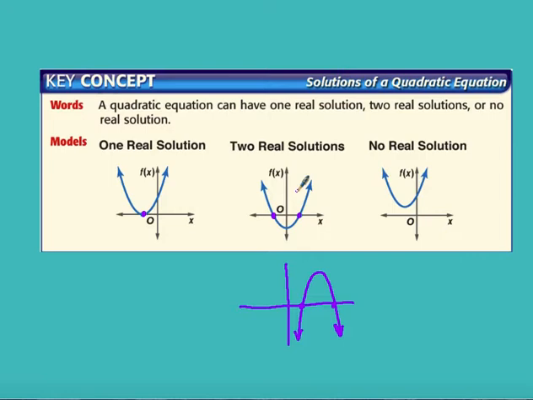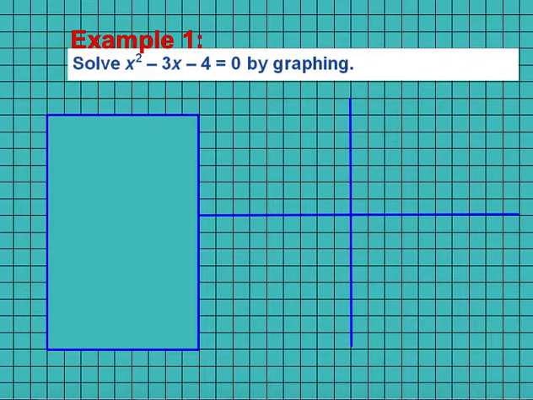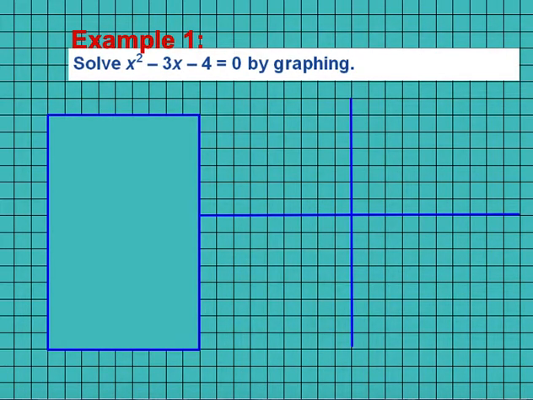The third option would be that the parabola never crosses the x-axis. It could do that if it opens up. It can also do that if it opens down. So there's a couple different ways that we can get no real solution. So there would be no real number where the parabola is crossing the x-axis when we are solving. Okay, so when we're solving these, basically, we just have to get a graph going and find where we cross the x-axis. So we're going to look at our first example.